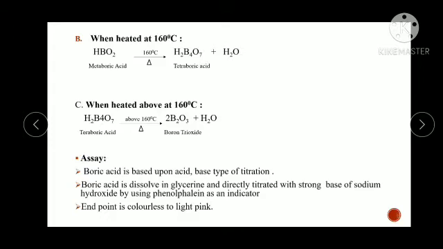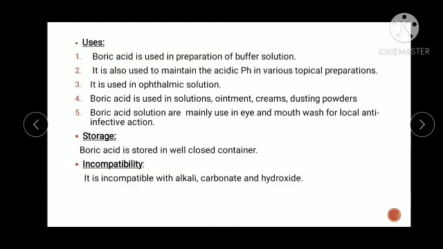When the boric acid is dissolved in glycerin and directly titrated with the strong base sodium hydroxide, using phenolphthalein as an indicator, it gives an end point that is colorless to light pink. Then next is the uses of boric acid.